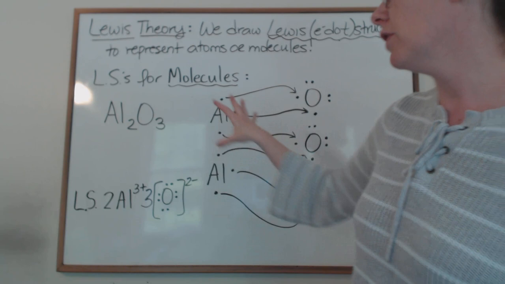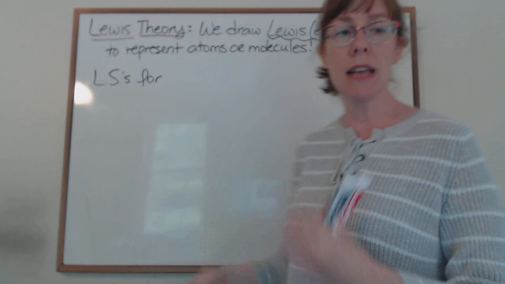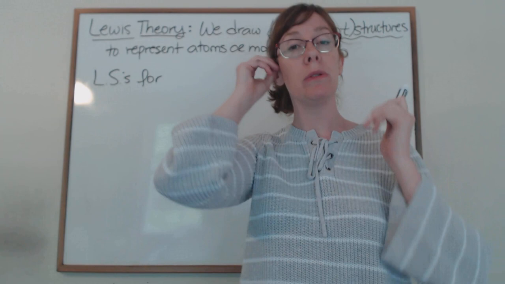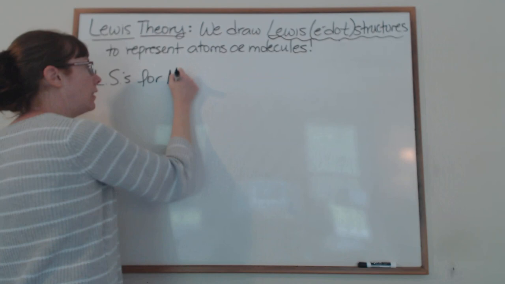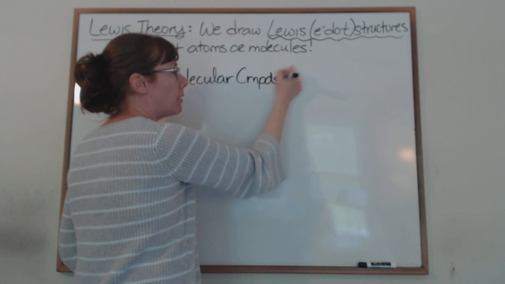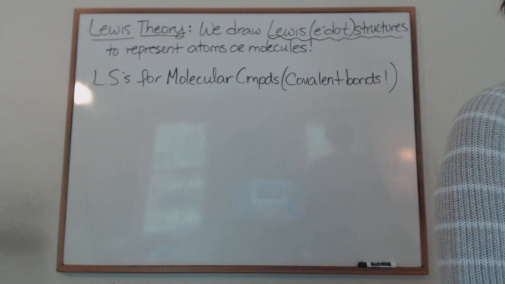Moving on to really the heart of Lewis theory, though, which is not really, in my opinion, ionic compounds. It's helpful and kind of neat to see it from that point of view, but really where Lewis theory is especially helpful is in understanding covalent bonding. Covalent bonding is something we have not done a whole lot of, but this is where we start to do a lot of it. So, Lewis structures for molecular compounds, and we've known for a long time that molecular compounds are the ones that utilize covalent bonds. So we will start out with a very simple molecule, F2.